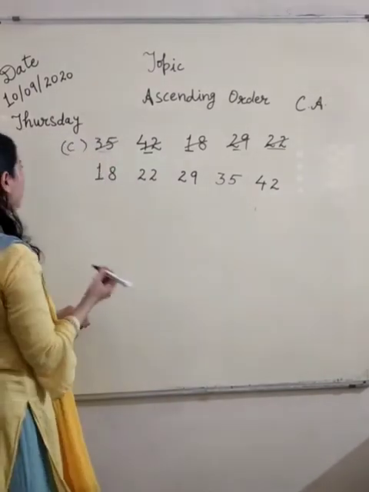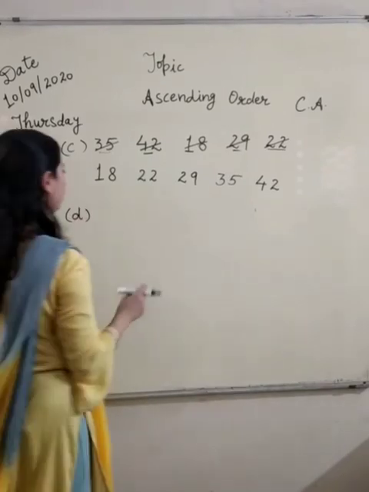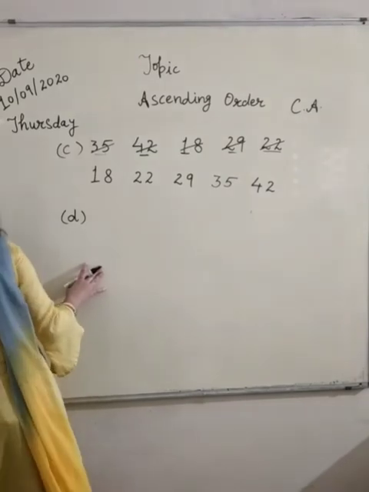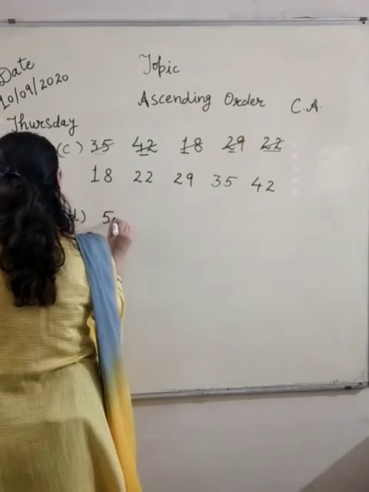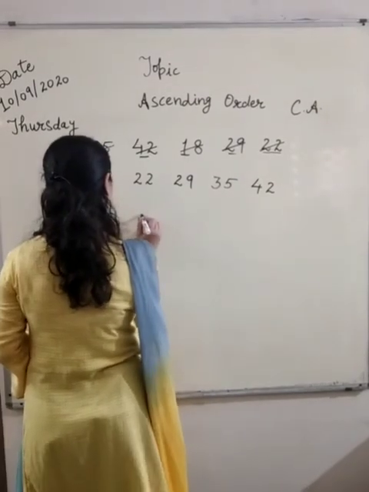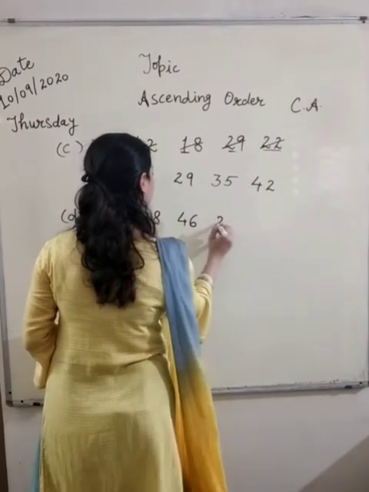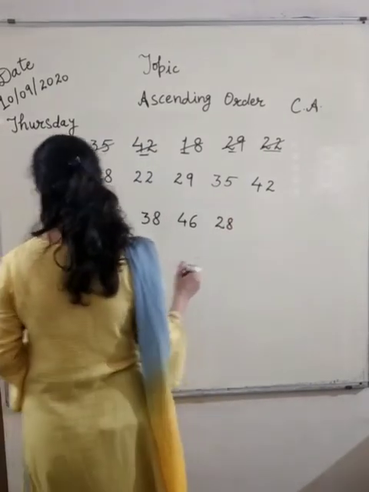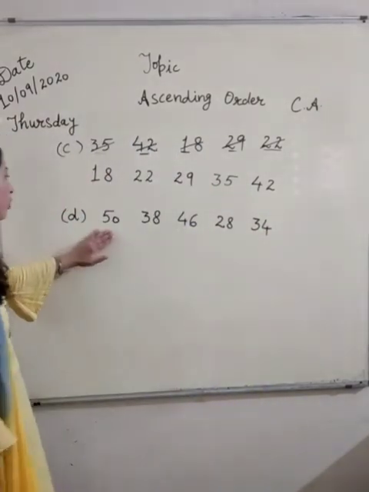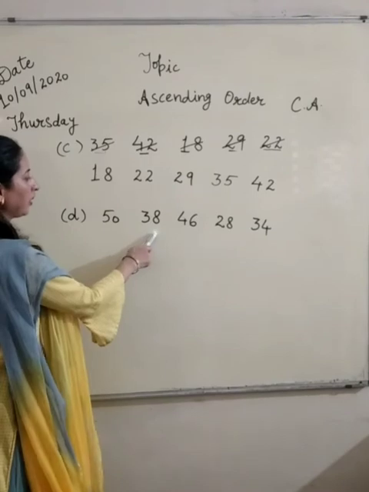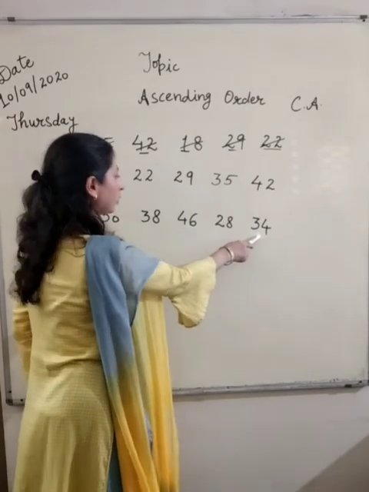Is that clear? Now write down the question number D. Write down another set of numbers. The numbers are 50, 38, 46, 28, and 34.